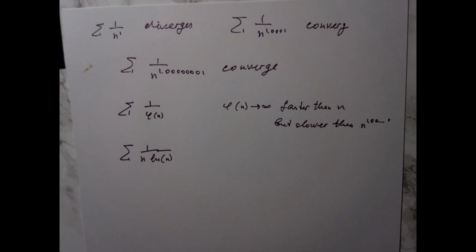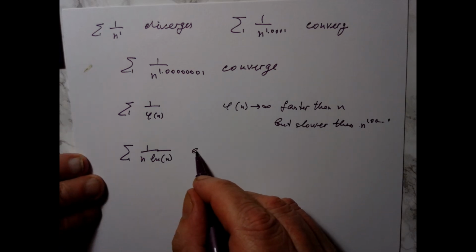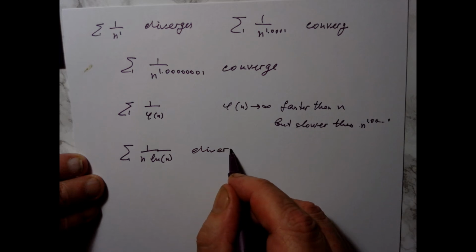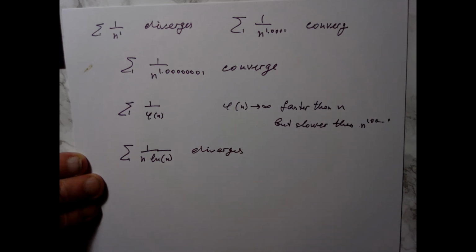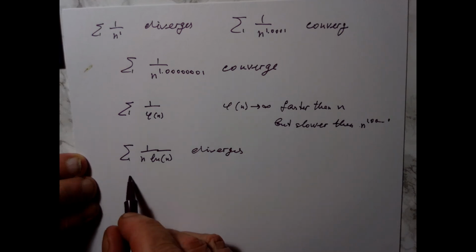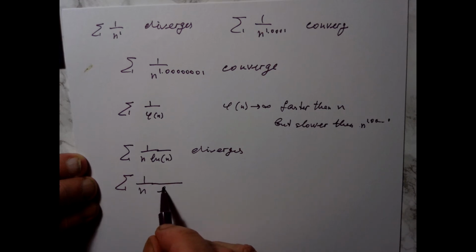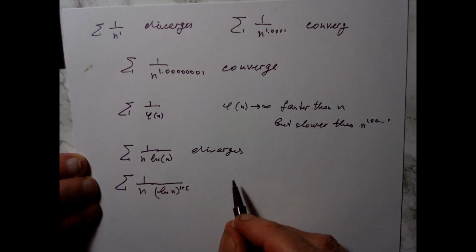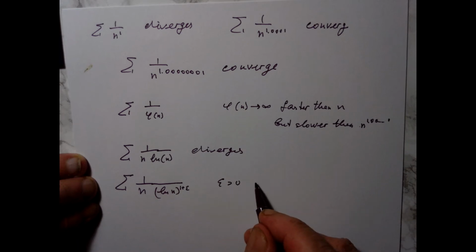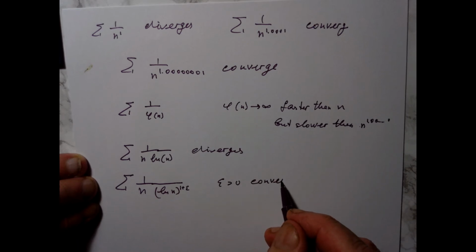So what about this thing? Does it converge or diverge? And it turns out that the answer is it diverges. Okay. So the next question, can we make it a little bit faster so that the series would converge? Yes, we can. We can look at the series 1 over n times log of n to the power of 1 plus epsilon, a little bit bigger power. And if epsilon is bigger than 0, the series converges.